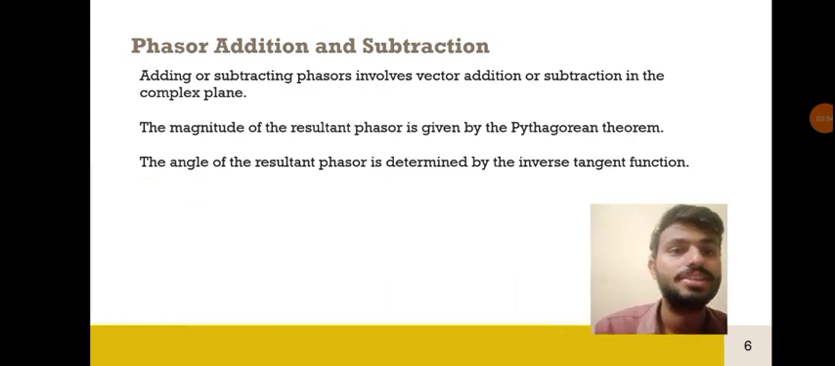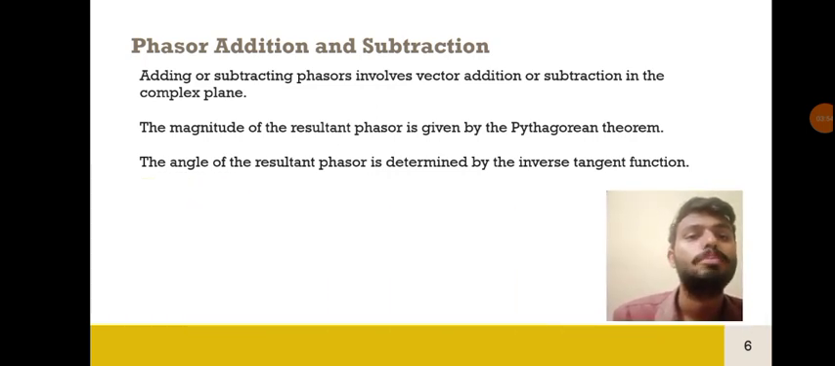Phasor addition and subtraction. Adding or subtracting phasors involves vector addition or subtraction in the complex plane. The magnitude of the resultant phasor is given by the Pythagorean theorem. The angle of the resultant phasor is determined by the inverse tangent function.